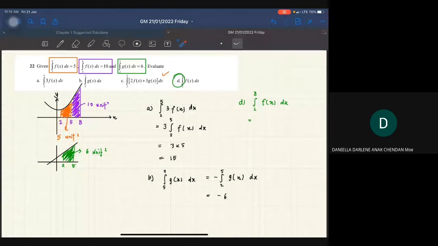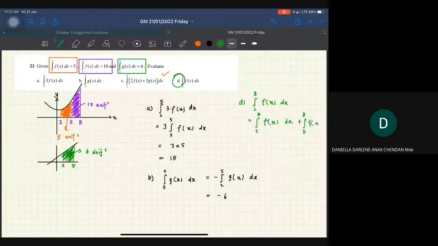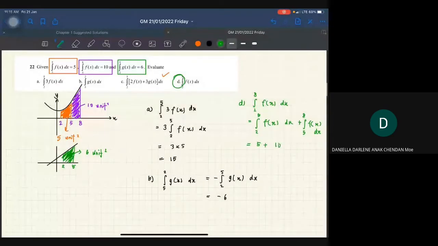Okay, so apa yang kita boleh buat is kita ambil 2 sampai 5 tambah 5 sampai 8. Okay, so awak akan dapat 2 benda yang berbeza ditambahkan. So you have 2 until 5, f(x) dx. Tambahkan sahaja dengan 5 sampai 8, f(x) dx. Okay, so yang first one is 5. The second one is 10. So your answer is 15. Yeah, I think that's all.